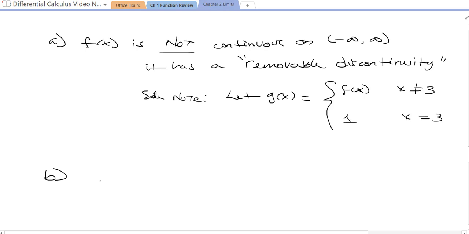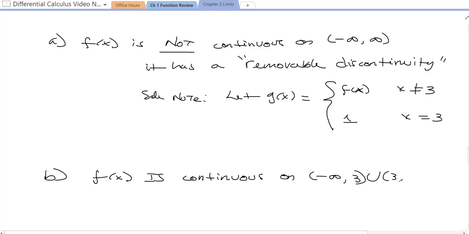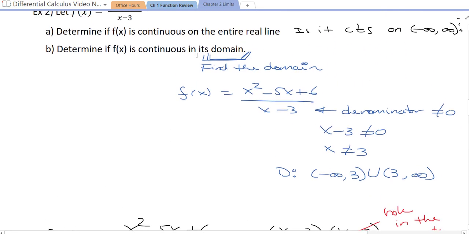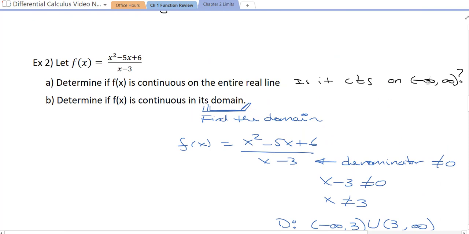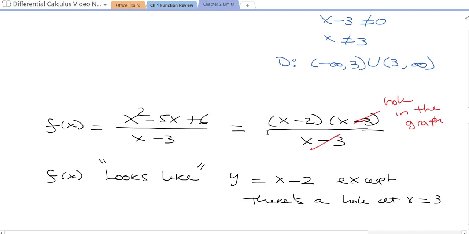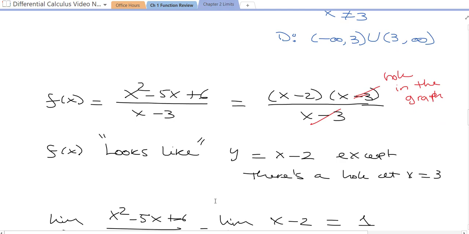For part B, is it continuous on its domain? Yes. So f of x is continuous on its domain, which was minus infinity to 3 union 3 to infinity. So be very careful about how the question is worded. Is it asking you, is it continuous on the entire real line, minus infinity to infinity? Or is it asking if it's continuous in its domain? Because if it's continuous in its domain, you just have to look at the domain of the function and decide whether there are jumps or breaks on that part, not including any values that the domain excludes.